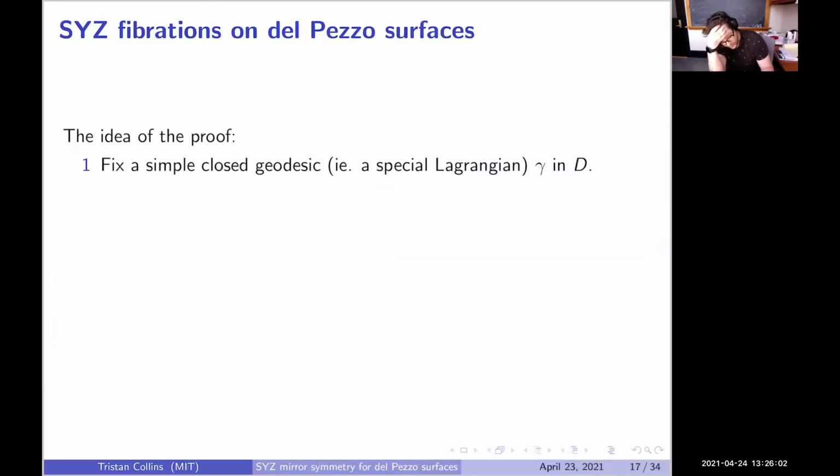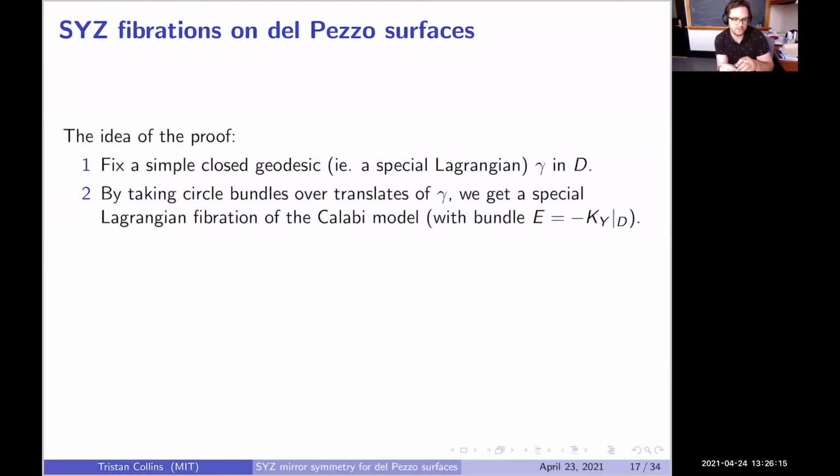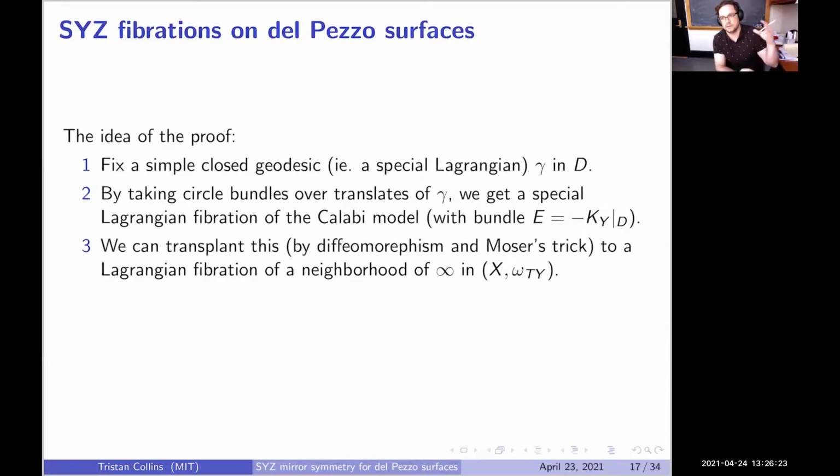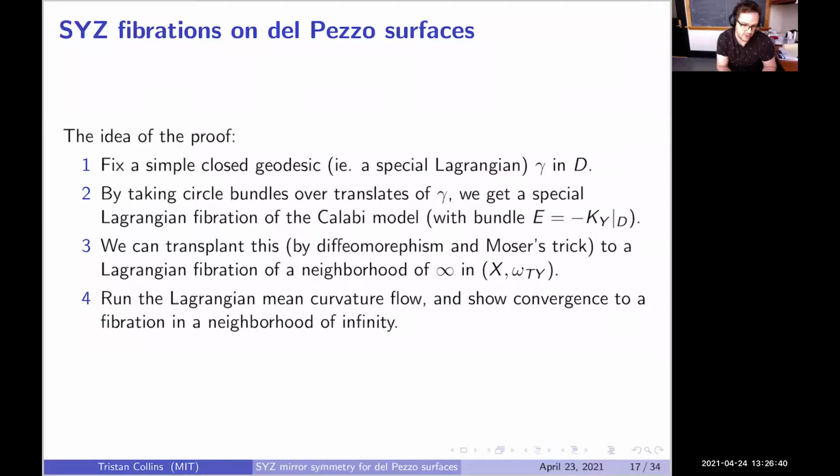So let me just explain how the proof goes. I'm just going to explain the idea. You fix this curve in the divisor at infinity, and then by translating it and taking circle bundles over that, you get a special Lagrangian fibration of this model geometry that lives at infinity. And now, because you know that this Tian-Yau metric decays towards this model geometry, by transplanting you get an almost special Lagrangian fibration of this Tian-Yau manifold outside a huge compact set. And now the idea is you run the Lagrangian mean curvature flow and you prove that it converges smoothly. It flows this model fibration to an actual fibration in a neighborhood of infinity. That shows that you can do this deformation theory from this approximately special Lagrangian fibration to a genuinely special Lagrangian fibration outside a huge compact set.